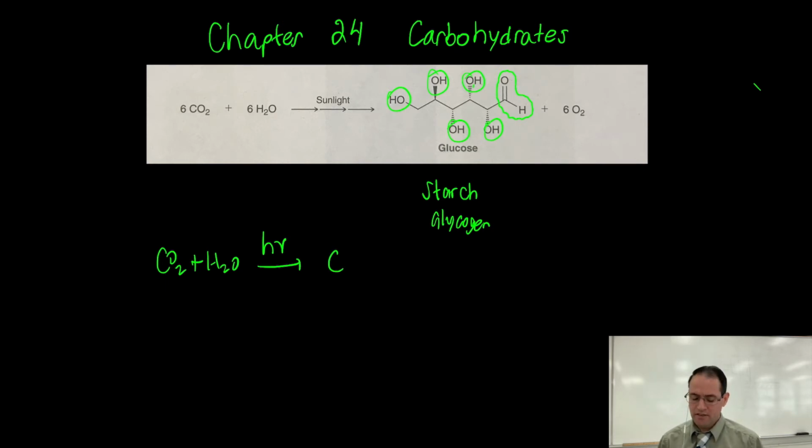And this glucose here contains 6 carbons, okay? And it contains 6 oxygens and 12 hydrogens. So it has the formula C6H12O6. So this is carbons or carbo, and this is water or a hydrate. So that's where the word carbohydrate came from.